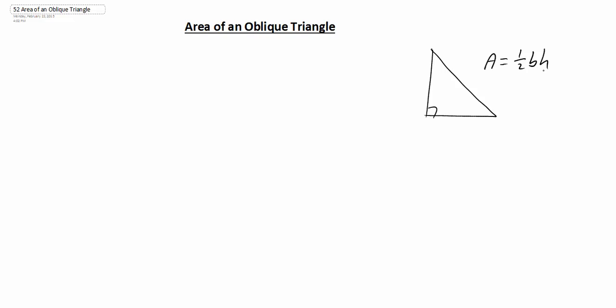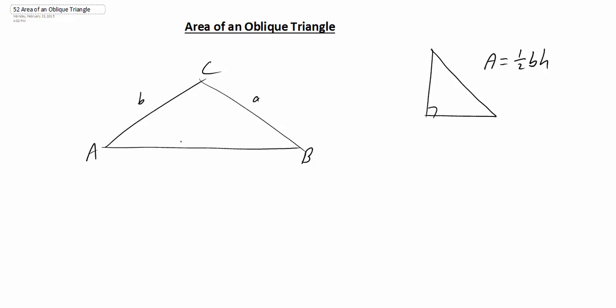But here, we're going to look at how we can use the sine function to find the area of an oblique triangle. So for example, if we have the following triangle, and we label this A, B, C, and then of course this is little a, little b, and little c, as long as we know an angle and the two sides that make up the angle, we can easily calculate the area.